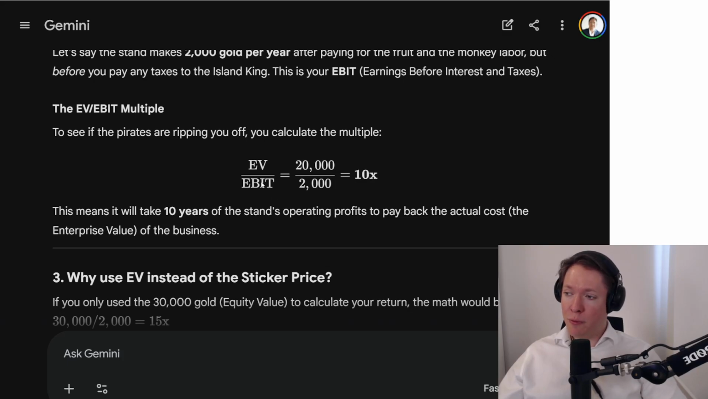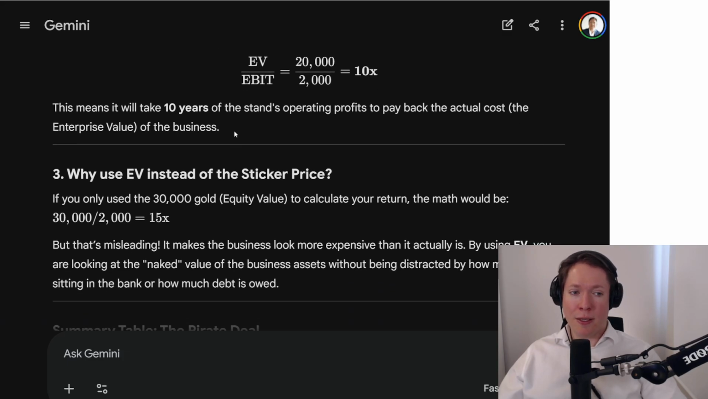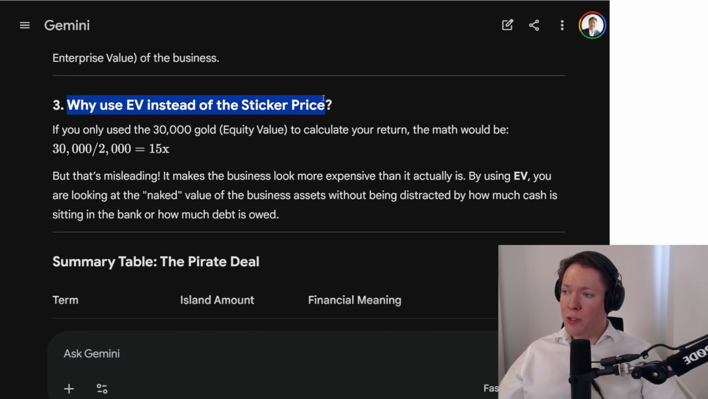But of course, this is before the interest and the taxes. So it might take a longer time with no growth. Some businesses grow and grow the EBIT. So that's also important. So why do we use the EV, or enterprise value, instead of the sticker price?